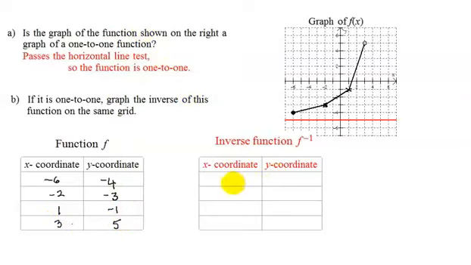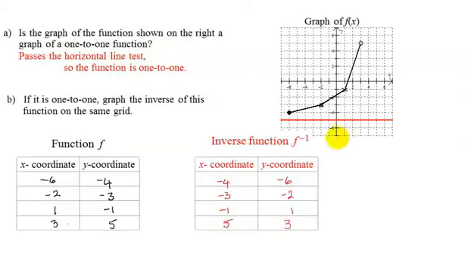Now I need to have the corresponding points that are on the inverse. Remember, what is the key between functions and their inverses? Interchanging x and y. So the y is going to become my x. So I'm going to have -4 as my x coordinate, and -6 is going to be my y coordinate. So now the point -2, -3 is going to become -3, -2. The point 1, -1 is going to become -1, 1, interchanging x and y's, and finally 3, 5 is going to become the point 5, 3.